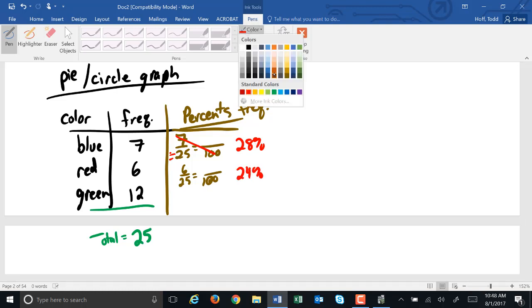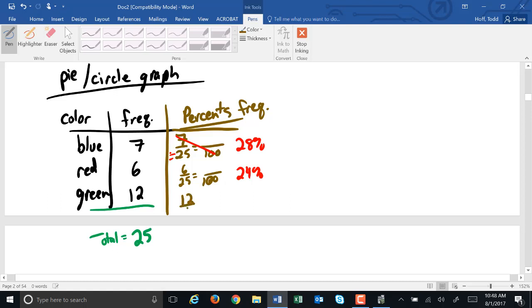And of course, we have 12 out of 25 is blank out of 100. If we cross multiply and divide, that'll be 48%.